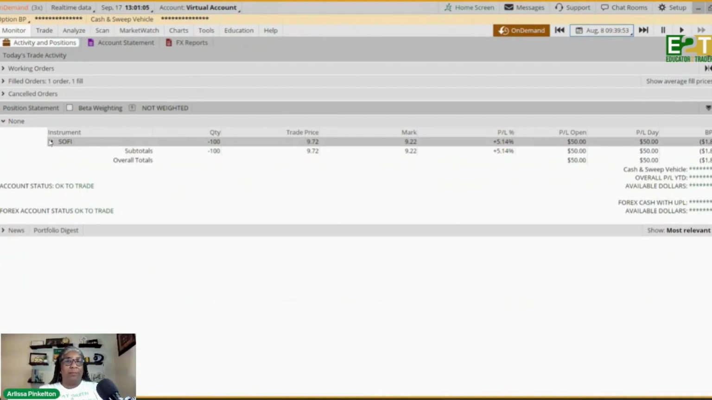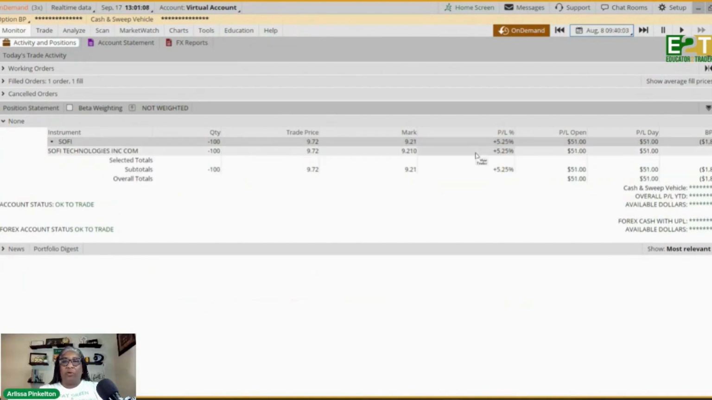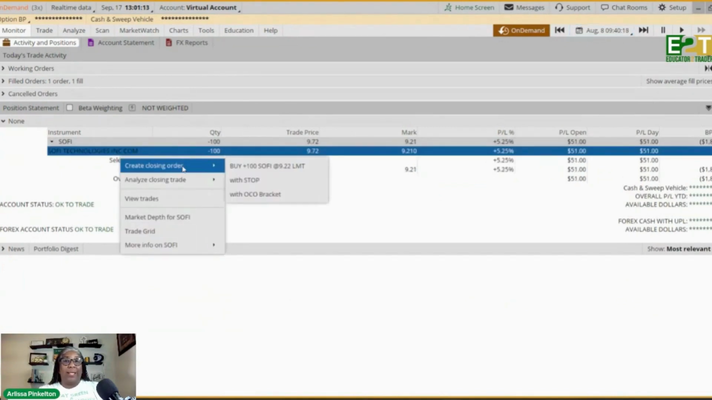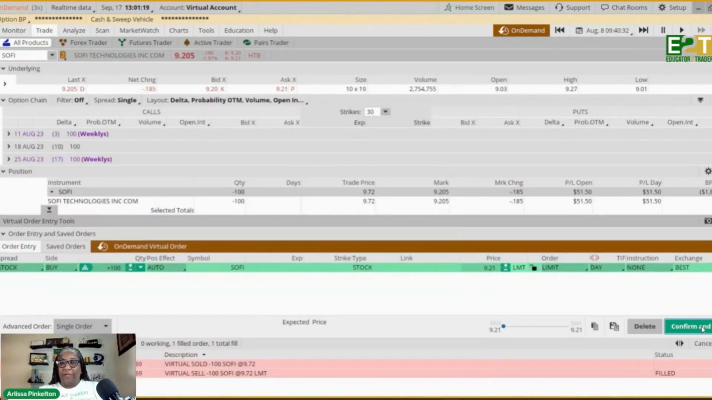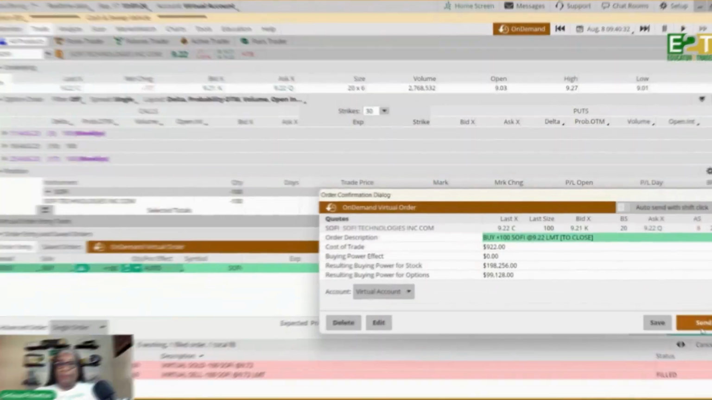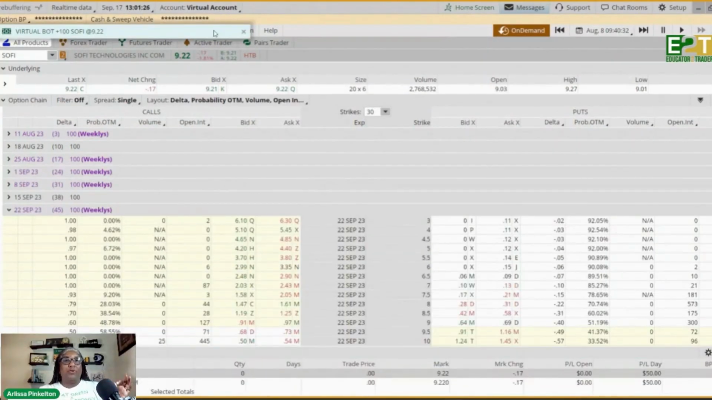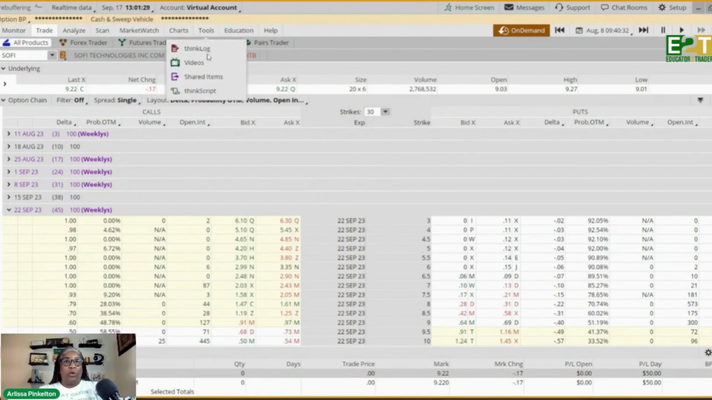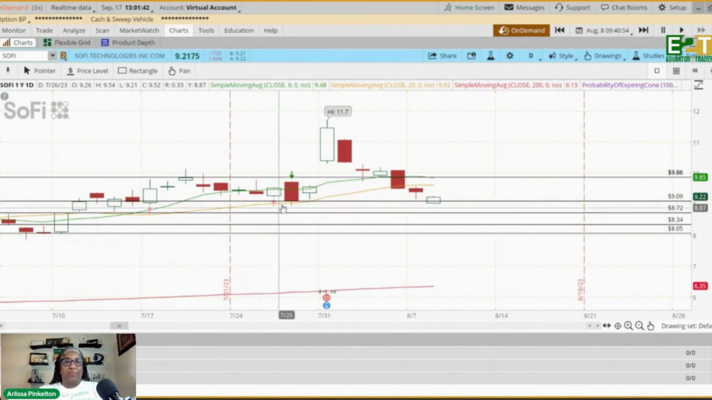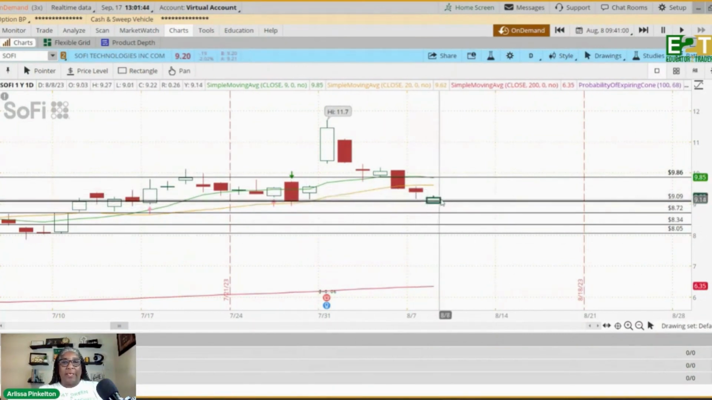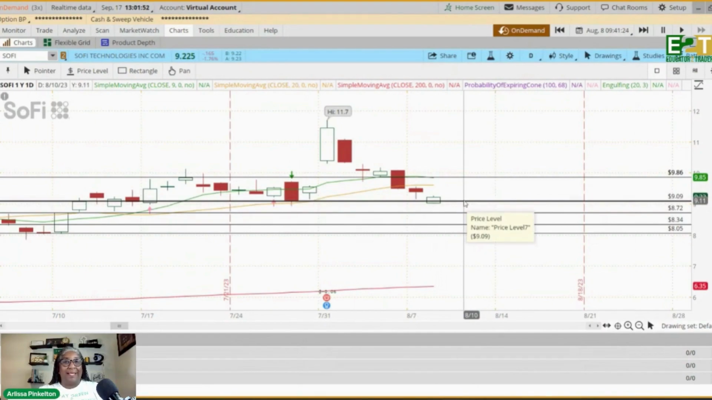I'm going back into the monitor tab, selecting the SoFi trade that we have. At this point, we've made $52. I'm going to go ahead and create a closing order and let this close up, and we'll take our $50 off the table. There we go. We entered this trade at 972 and now we're closing it at 922. What we can wait to see is how does SoFi respond to this support area? You've now taken your profits off the table. If SoFi comes on through this support area and goes down further, you may have another opportunity to enter.